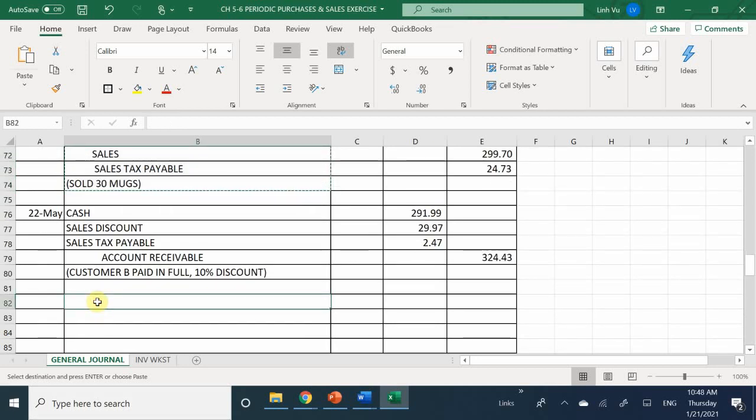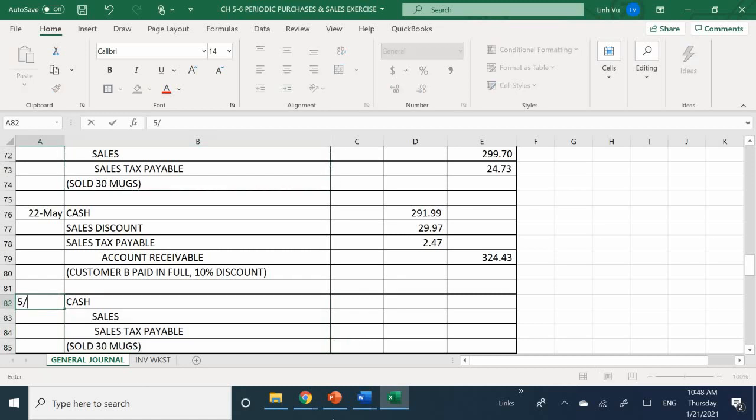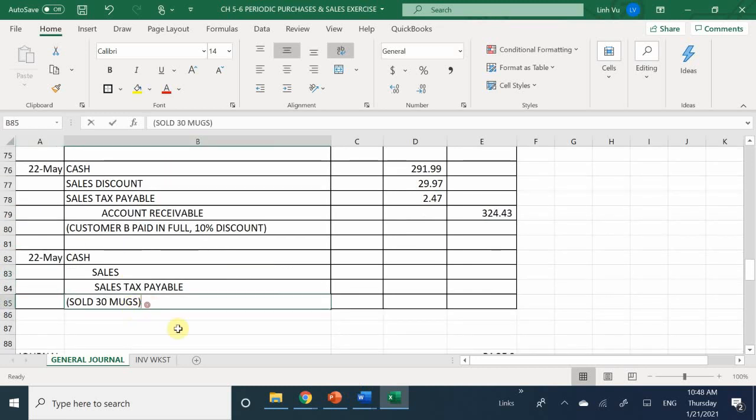How are we going to do this? Cash, and then sales tax. Good. This is 5/22, so the same day. But this time we sold 15 mugs.